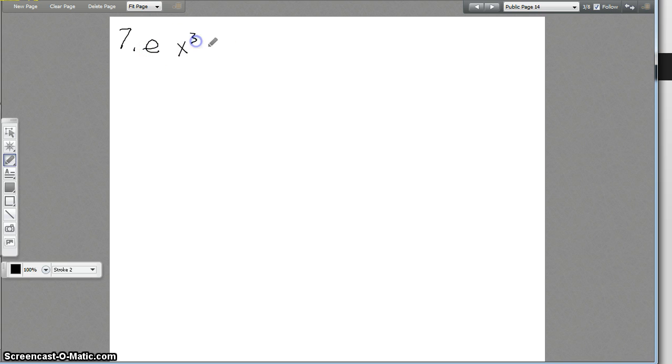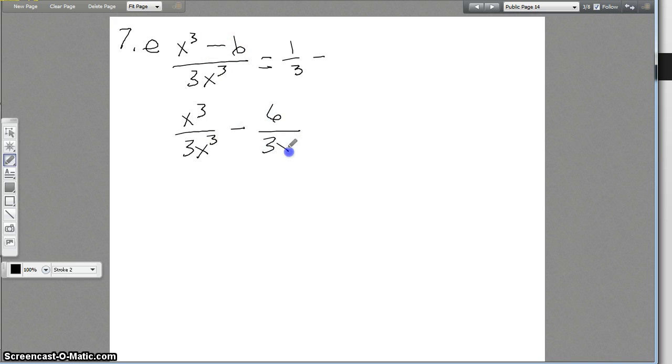That is x cubed minus 6 over 3x cubed, and that is equal to 1/3 minus something. Again, we have two terms in our numerator, so let's just break the fraction up there. We will have x cubed over 3x cubed minus 6 over 3x cubed. And if we look at this first term, we have x cubed over 3x cubed. X cubed is our common term. We can divide the top and the bottom by x cubed.